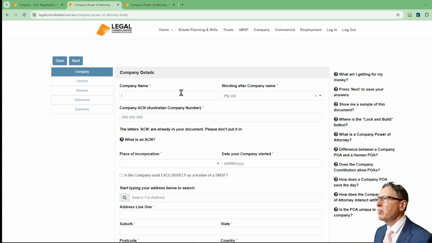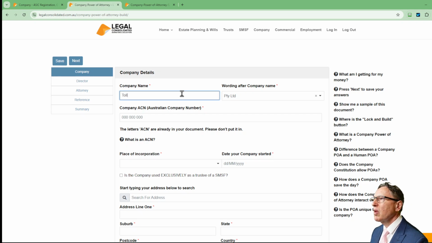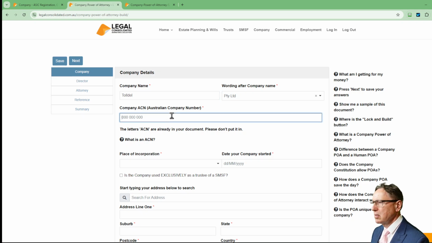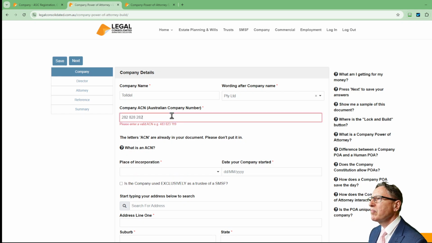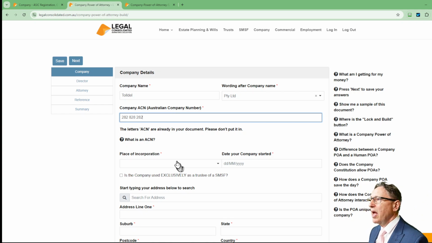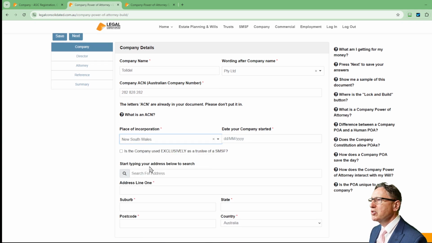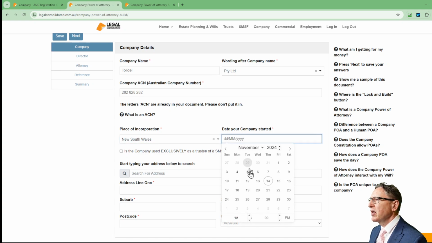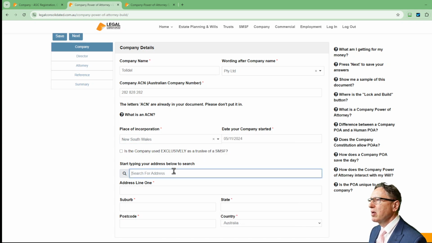So let's put the company name in. And we will put the ABN in, the Australian company number, nine digits. The place of incorporation is New South Wales in this instance, and the company was incorporated back in 2024.